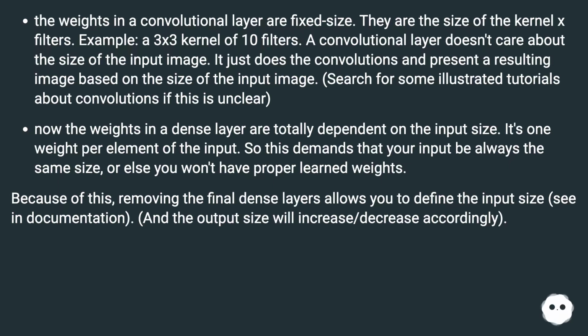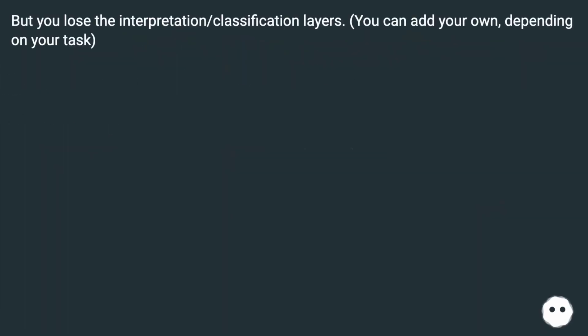Now the weights in a dense layer are totally dependent on the input size. It's one weight per element of the input. So this demands that your input always be the same size, or else you won't have proper learned weights. Because of this, removing the final dense layers allows you to define the input size, see the documentation. And the output size will increase or decrease accordingly. But you lose the interpretation/classification layers. You can add your own, depending on your task.